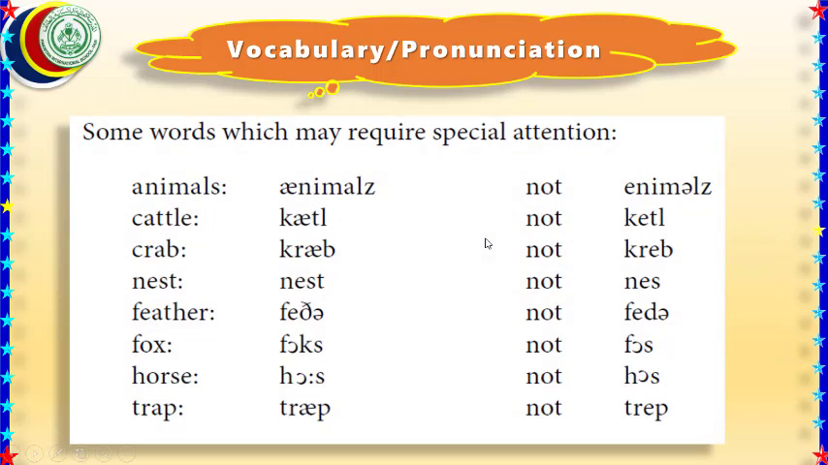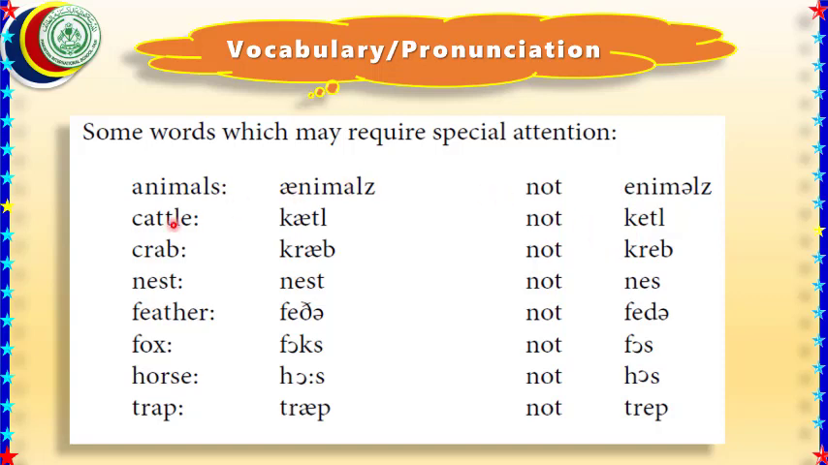Dear students, here are some more words. We should be careful when we pronounce them. Animals. Animal. The first sound is a. Animal. Not animal. These are the pronunciations which are wrong. They should not be pronounced like this. They should be pronounced like this.